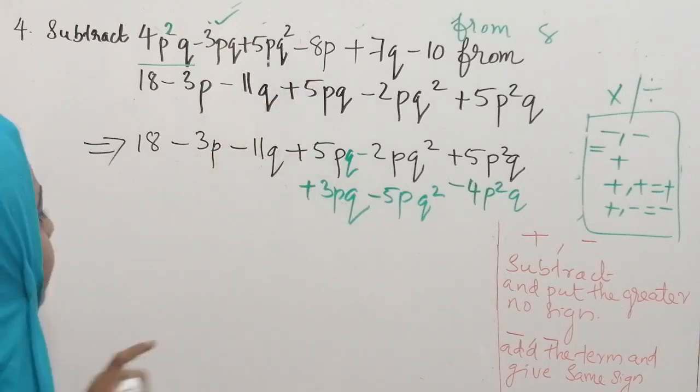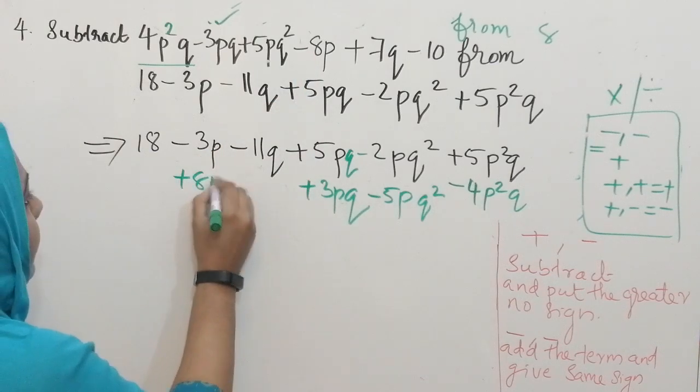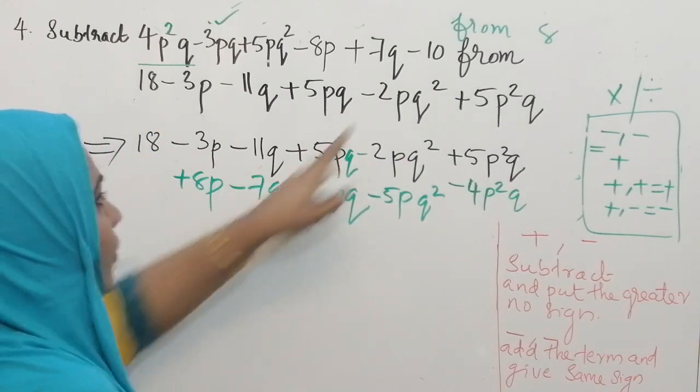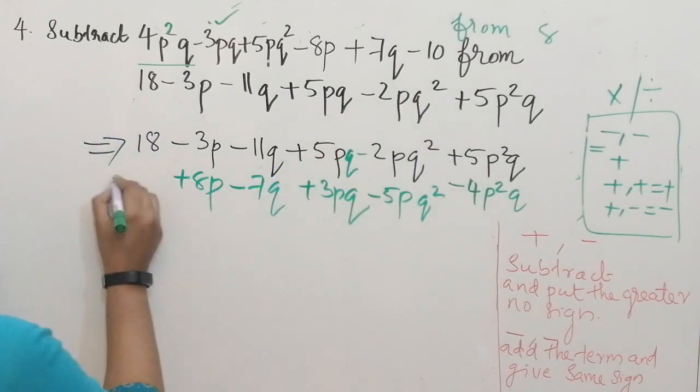So next is minus 8p, this will become plus 8p. Next is plus 7q, that will become minus 7q. So one more constant, minus 10. So that will become plus 10.